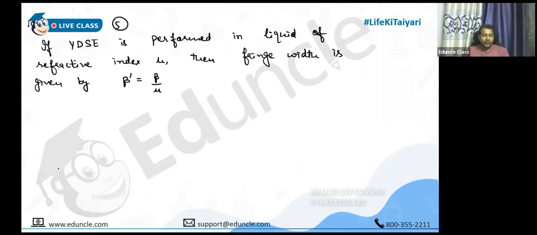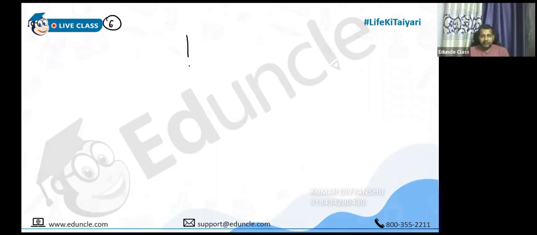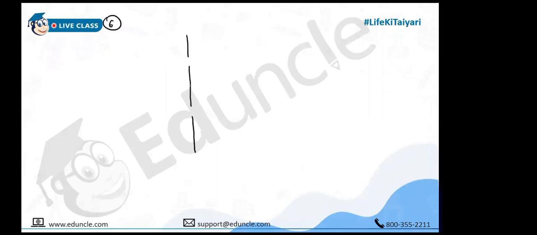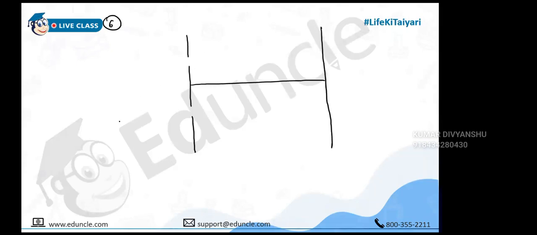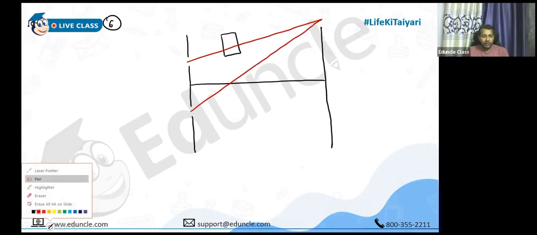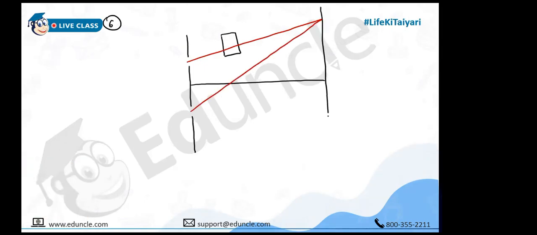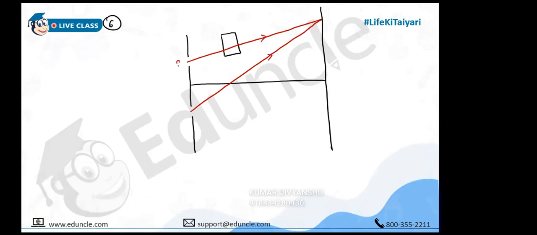Now what happens if we insert a slab in the path of one of the rays? This was the setup. There will be a shift of fringes. Towards which side? If the slab is placed on path 1, then it is shifted toward path 1. All the maxima are shifted, not only the central maxima. The central maximum is shifted upwards in this case.